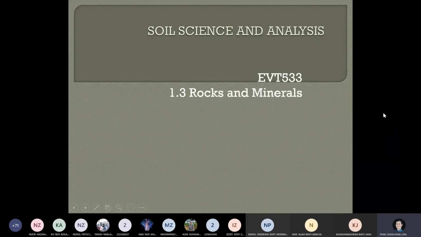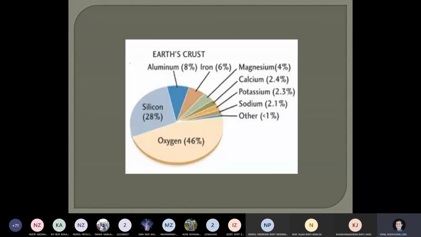So we're going to go straight to the lecture slide, and we're going to learn how rocks and minerals are being formed on the earth crust. Weathering, we talk about it. So this is where we learn about the parent material, the rocks.